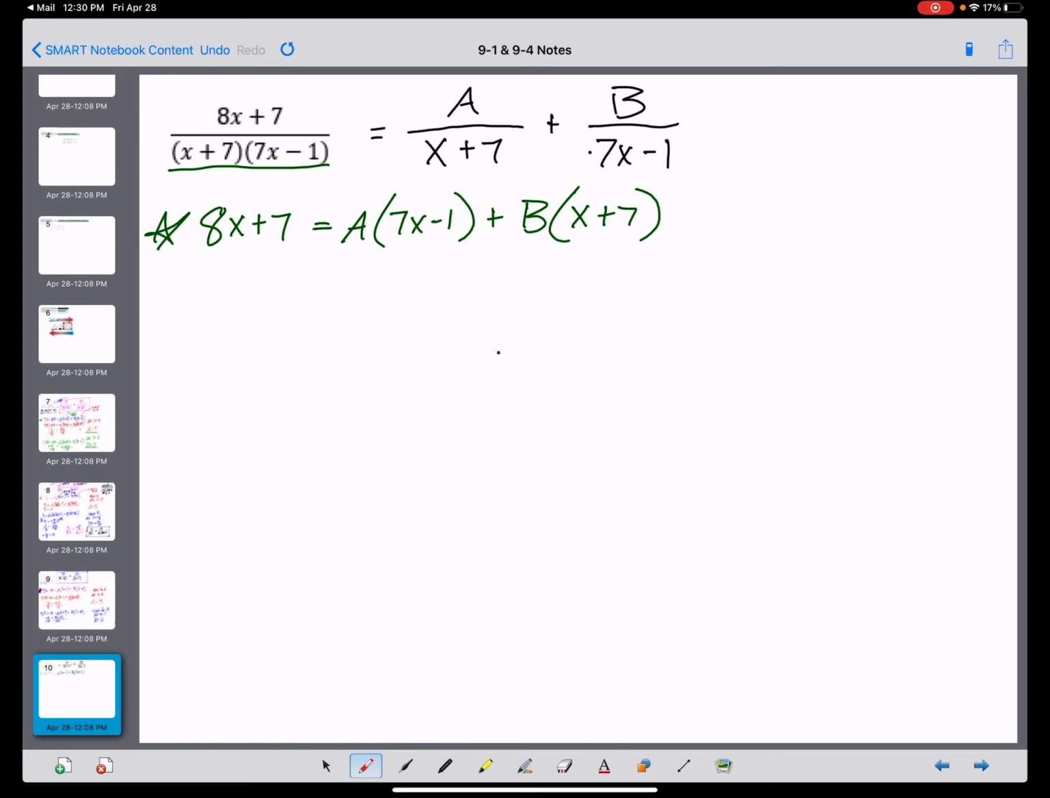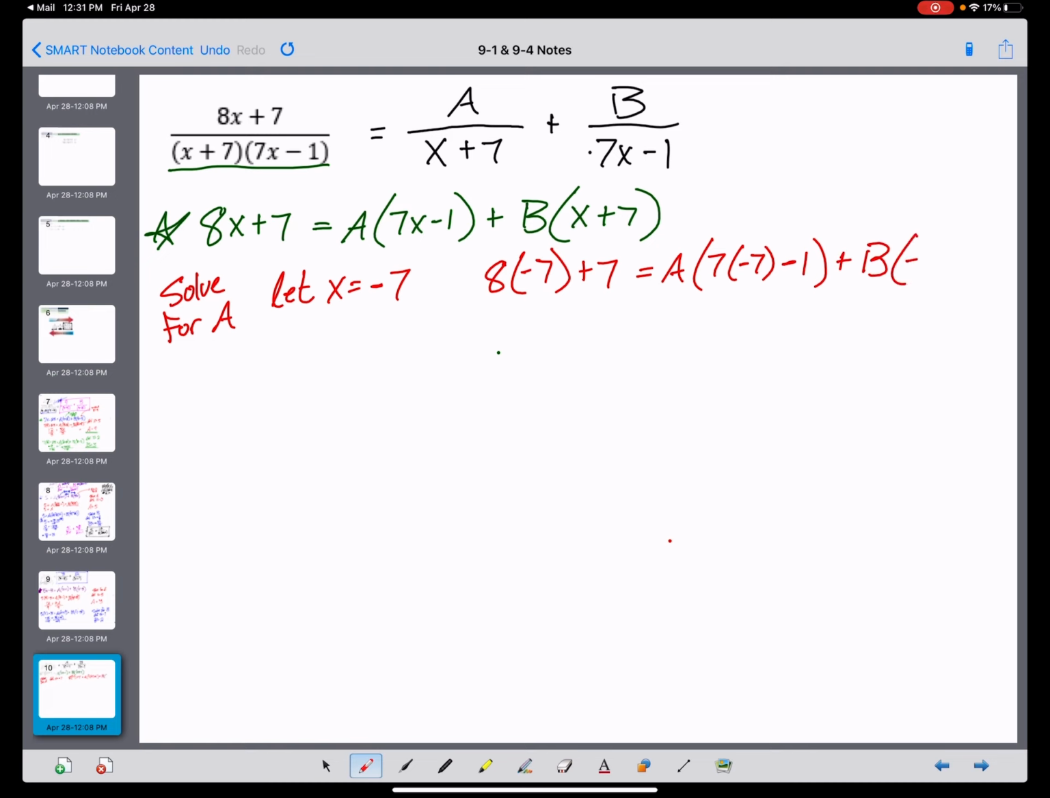And then if I want to solve for A, then I let x equal -7. All right, because I want to get rid of B. So this is 8 times -7 plus 7 equals A times 7 times -7 minus 1 plus B times -7 plus 7. That'll always cancel out because that's how we design it.